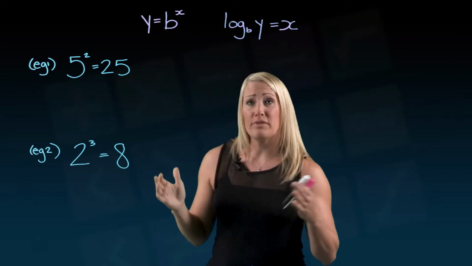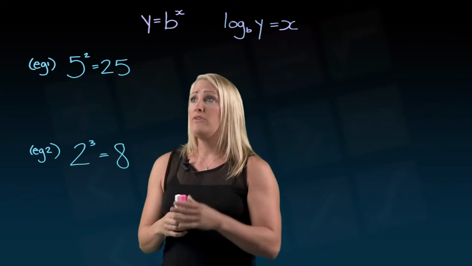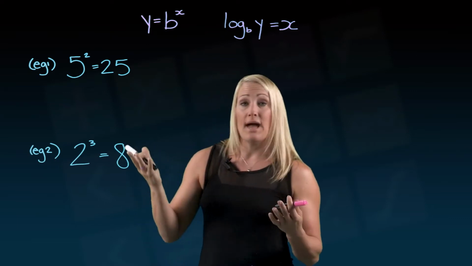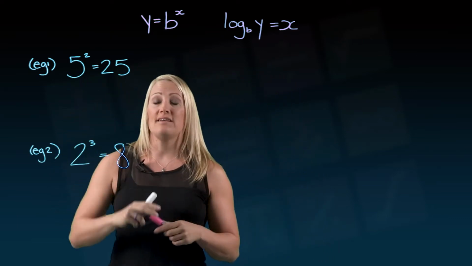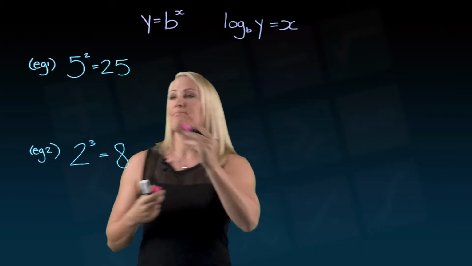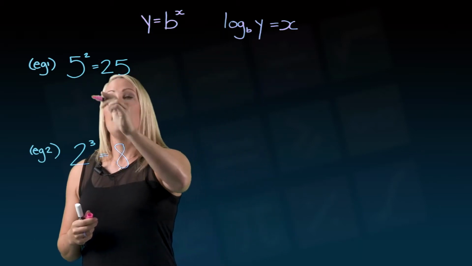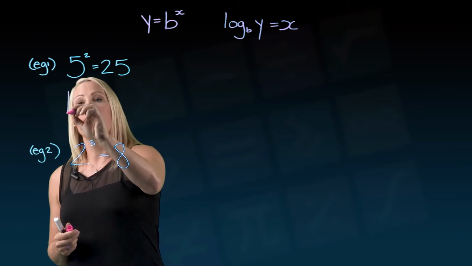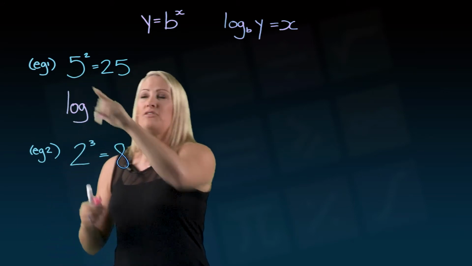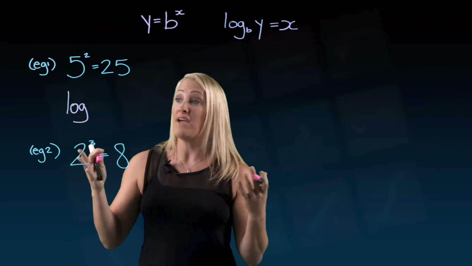So here I've got something that hopefully you're comfortable with. We've got 5 to the power of 2 equals 25. We've seen that before. If we want to put that into a logarithmic form, you can kind of see the format there, but let's take a minute and go through this. What I'm going to do is write log, and then hopefully it makes sense that the base in this question here is the 5. The 5 is the base.